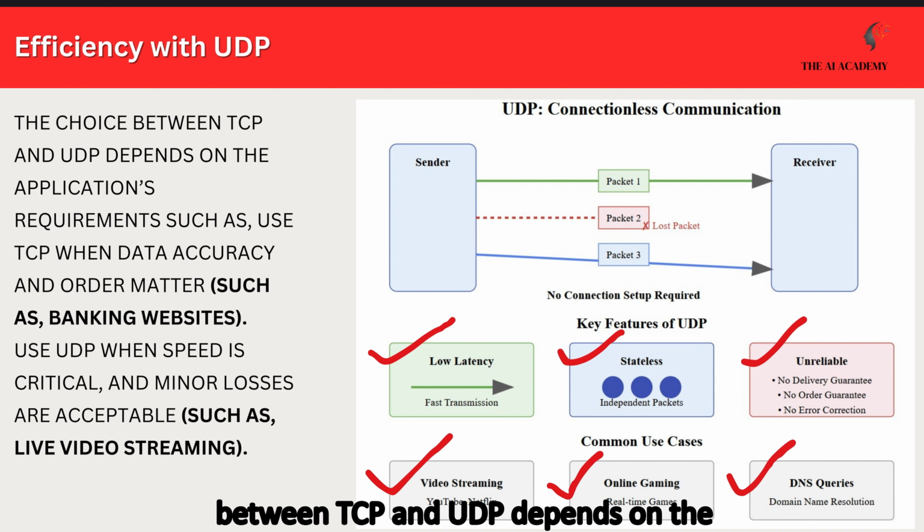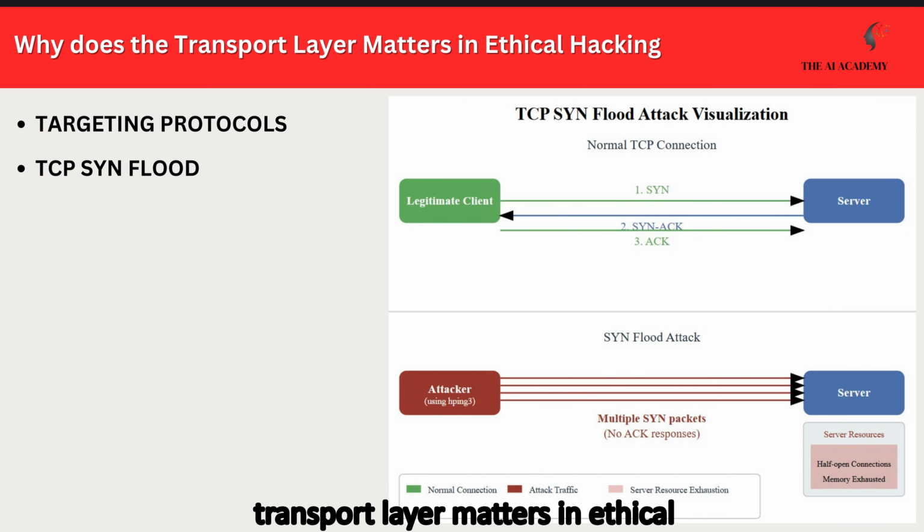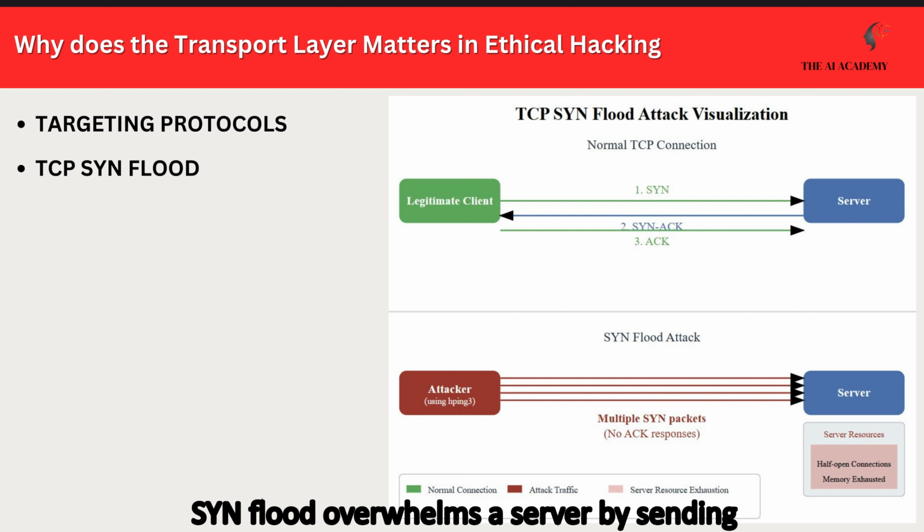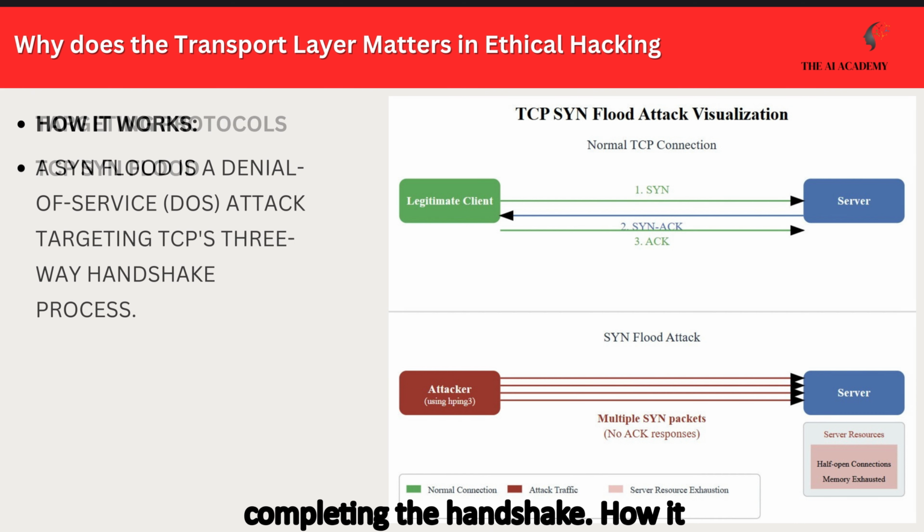The choice between TCP and UDP depends on the application's requirements. Use TCP when data accuracy and order matter, such as banking websites, and use UDP when speed is critical and minor losses are acceptable, such as live video streaming. Why does the transport layer matter in ethical hacking? It is used for targeting protocols. Many attacks exploit the differences between TCP and UDP. For instance, a TCP SYN flood overwhelms a server by sending a flood of SYN requests without completing the handshake.